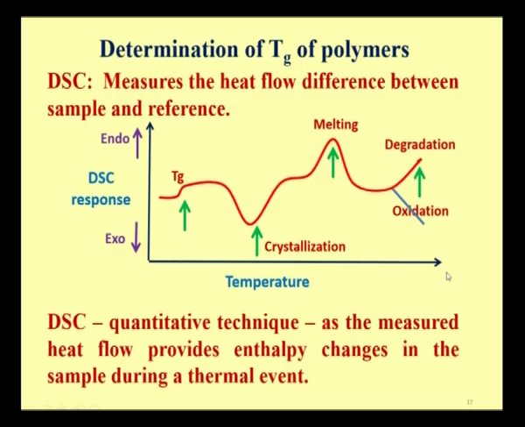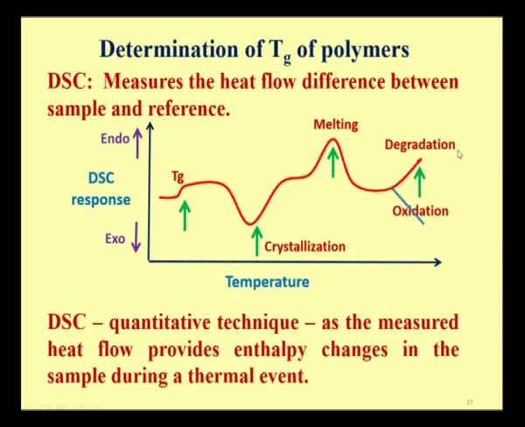So, basically the temperature is maintained and the amount of heat evolved or absorbed during the different thermal events, whether it is endothermic or exothermic, is measured, which is called the DSC response in the y axis. So, when you plot this DSC response with respect to temperature, a curve like this is basically obtained for any polymer sample. This side you know the different peaks that are obtained on the other side.